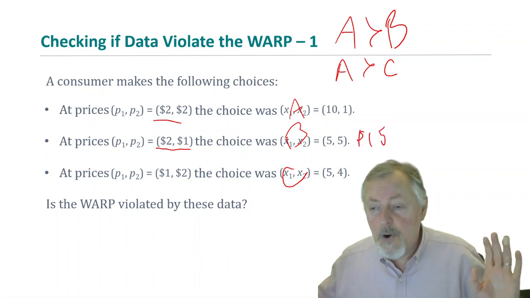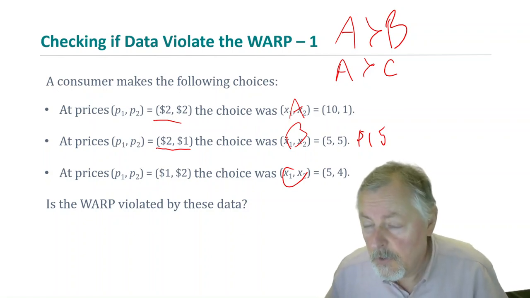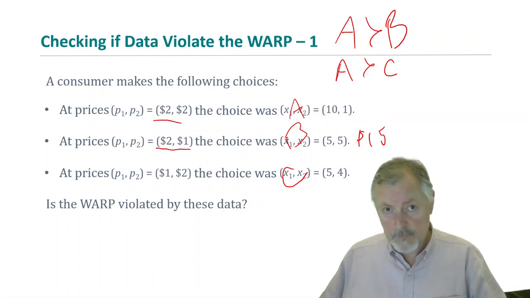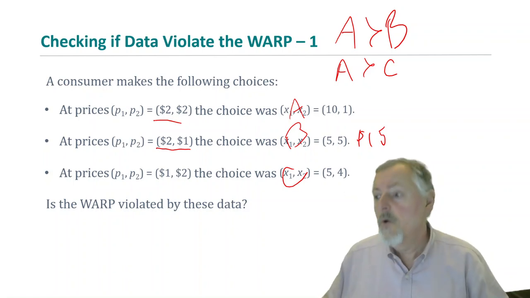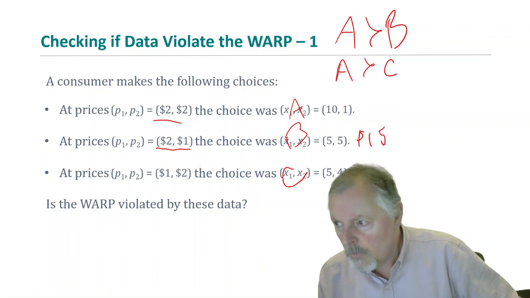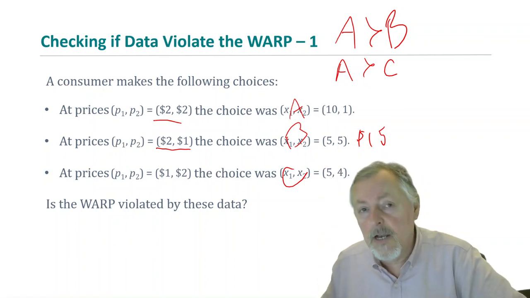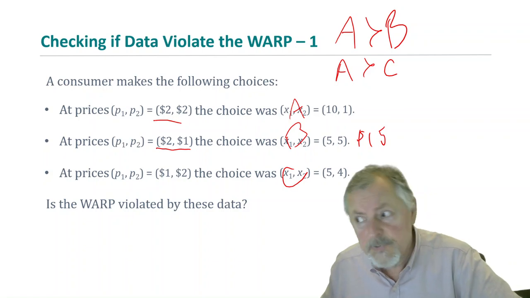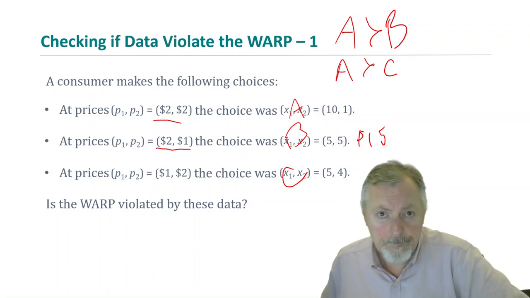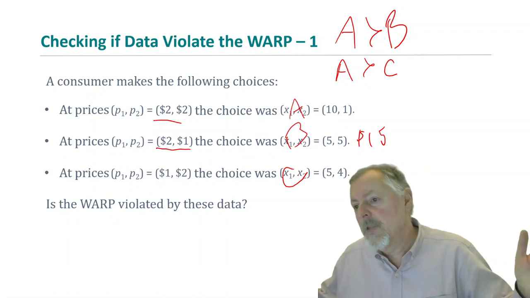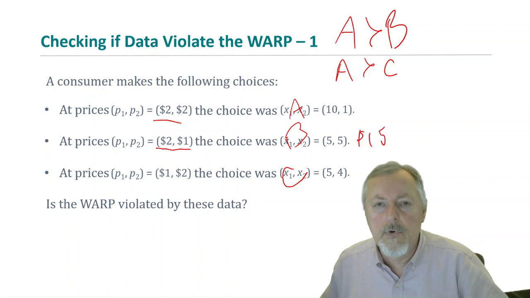Now, prices changed between your first choice and your second. Maybe your income changed too. We don't know what your income is. Maybe you have more money than before, maybe less. All we know is we know you can afford anything that costs $15 or less. Something that costs more than 15, we don't know if you could afford it or not. So for simplicity's sake, we'll assume no, you couldn't afford it.